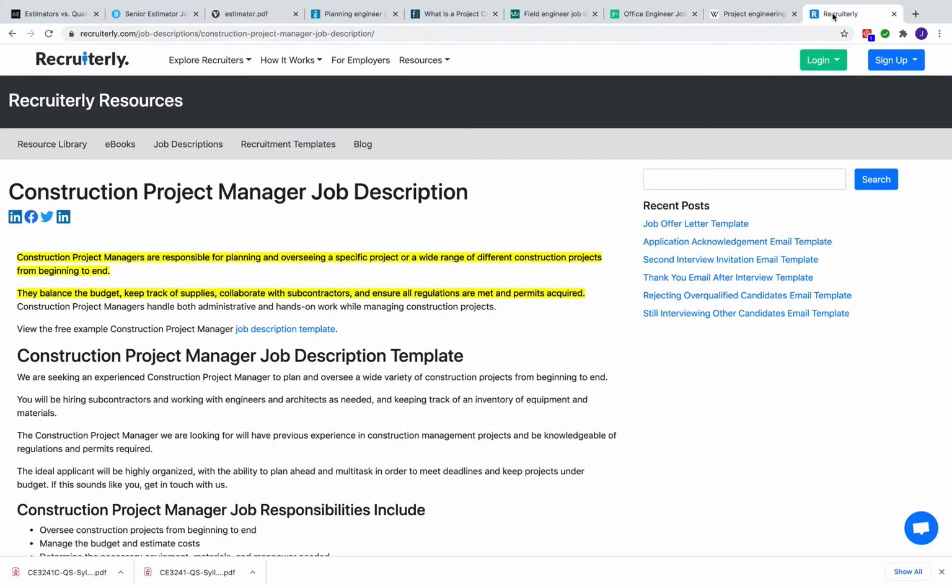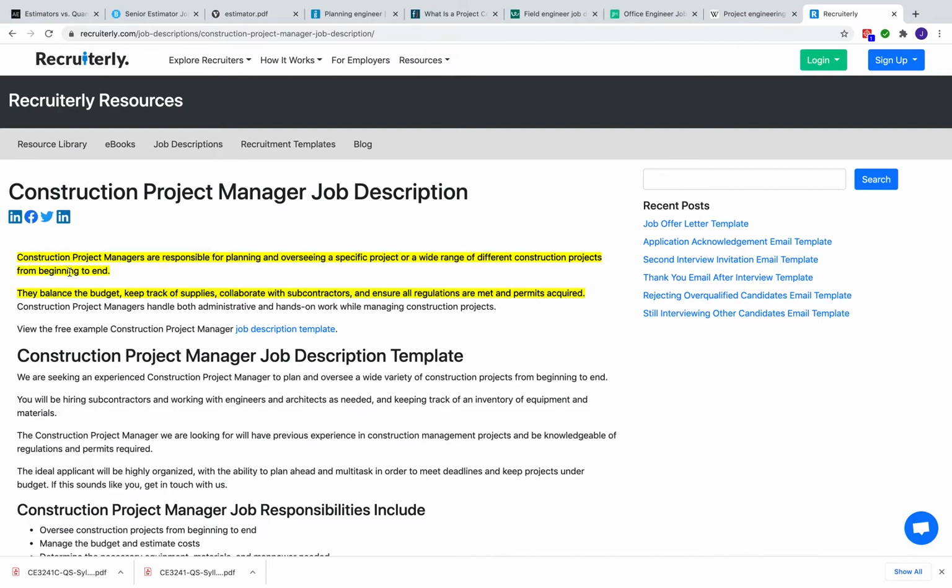Okay? So construction project managers are responsible for planning and overseeing a specific project. Okay, so sabi sa inyo, sila yung head ng project sa site. Okay, or a wide range of different construction projects from beginning to end. It doesn't necessarily mean na porket project manager na siya sa isang project, hindi na siya pwede. There are many cases na project manager siya sa isang project and project manager din siya sa iba't ibang mga projects pa. Okay?